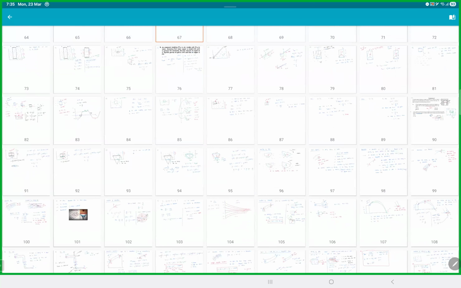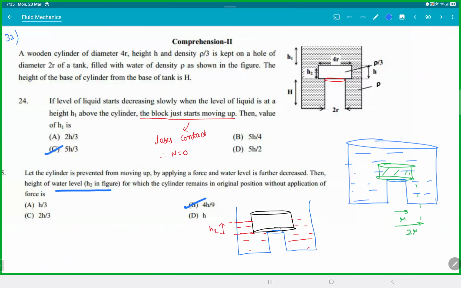There. This is a question from 2006. So if you look at this question, this is how the picture is. We have a container. At the bottom there is a thing like this, and they kept a block on top of it.